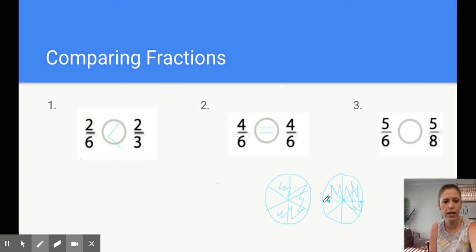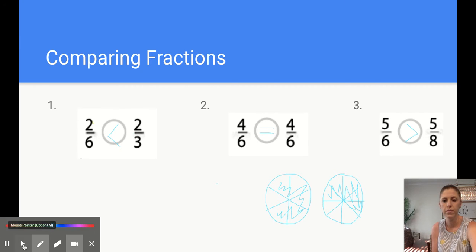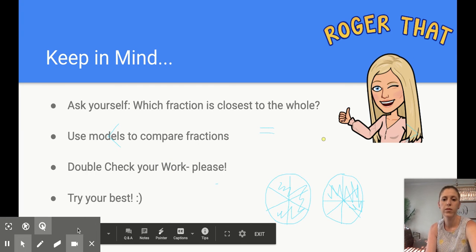And I can see that there is a bigger piece left over, right? I have 3/8 left, but over here I only have 1/6 left. So I can see that 5/6 is greater than 5/8. 5/6 is closer to 1 whole. Let me just erase these real quick.